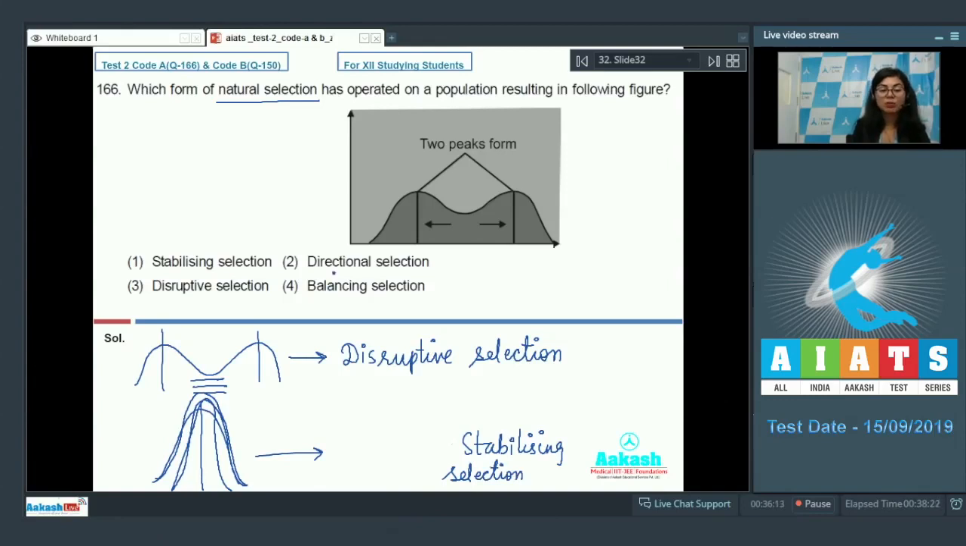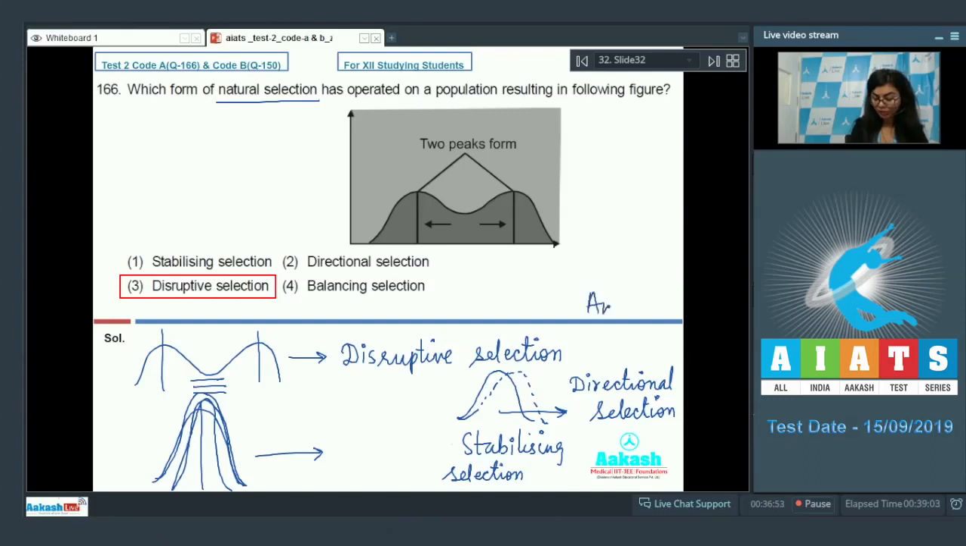Whereas in the directional selection, one peak is present and it shifts only in one direction because nature is selecting one extreme rather than the other one. So if the curve is here, the shift would be in one direction. That would be a directional selection. One extreme is selected over the other. The correct option here is disruptive selection, which is option 3.